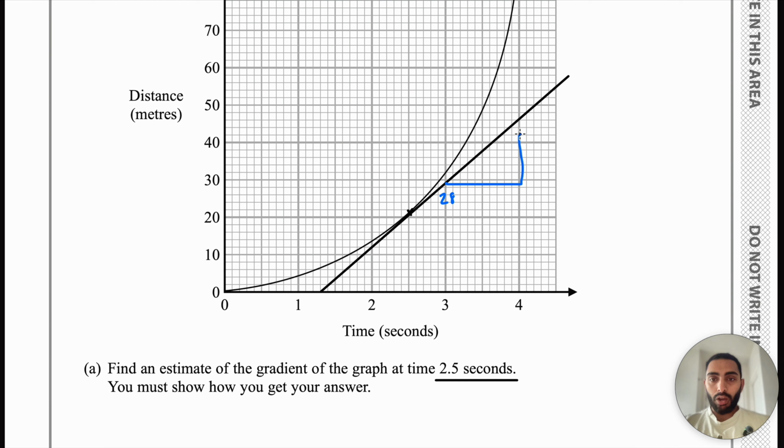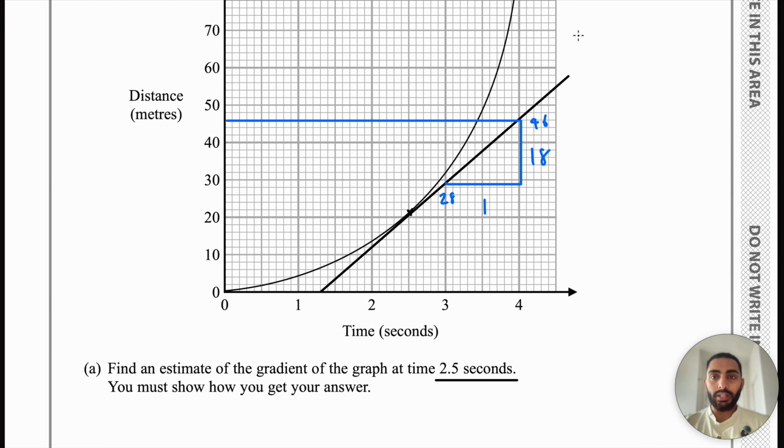And then look, how much have I gone up by? So this point, if I just take a look, it's at 42, 44, 46. So I'm at 46 here. So the height has increased from 28 to 46. 46 take away 28 is 18. And it's gone across by 1.